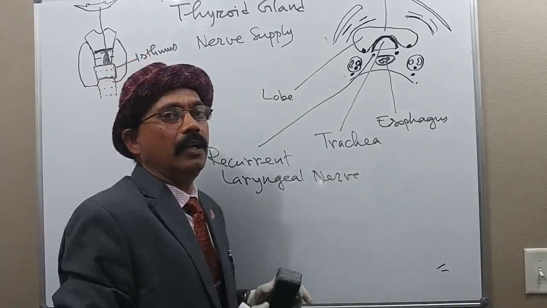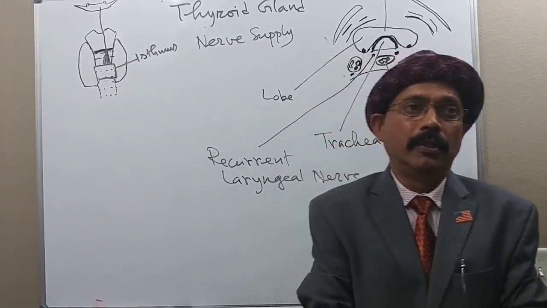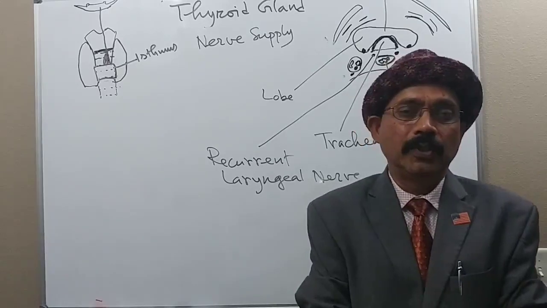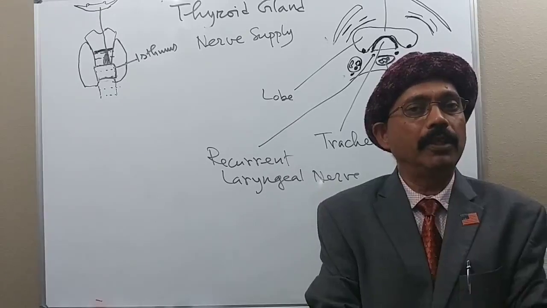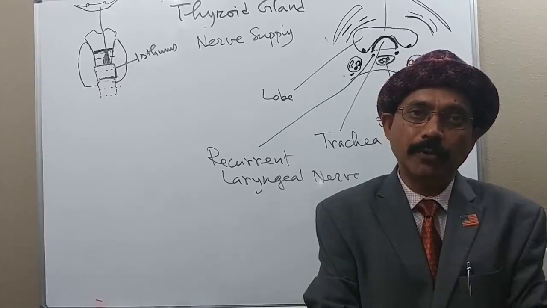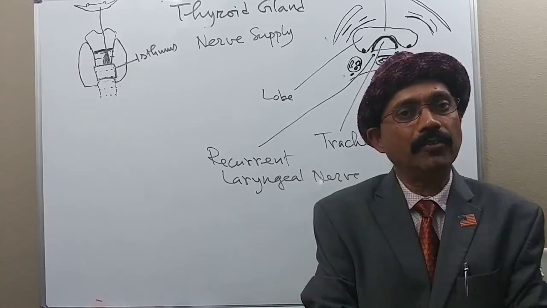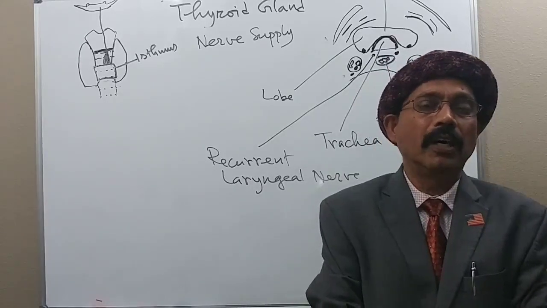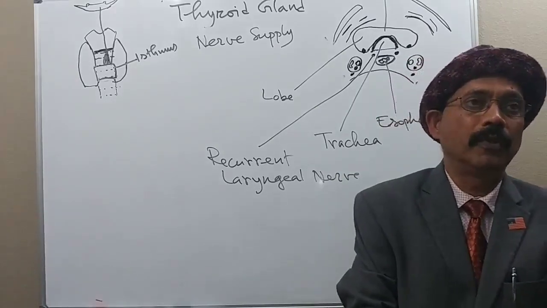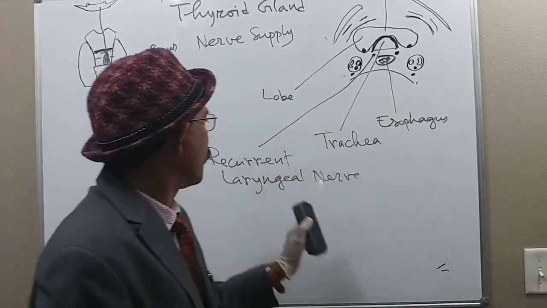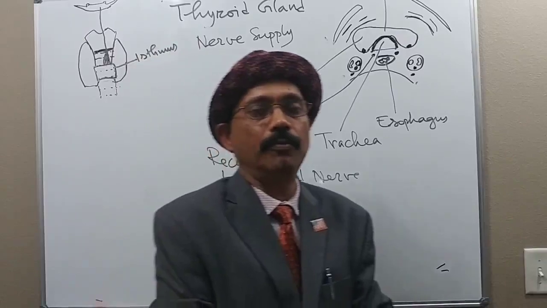The recurrent laryngeal nerves are very important, especially as they may be damaged in a thyroidectomy operation. The left recurrent laryngeal nerve is a branch of the left vagus nerve. It turns around the arch of the aorta. The right recurrent laryngeal nerve is a branch of the right vagus nerve. It turns around the right subclavian artery. So this nerve may be damaged during thyroidectomy.